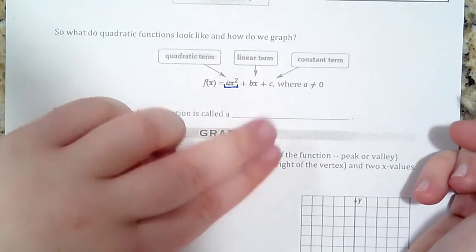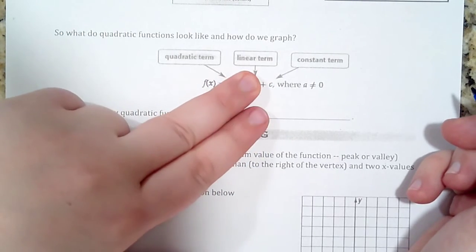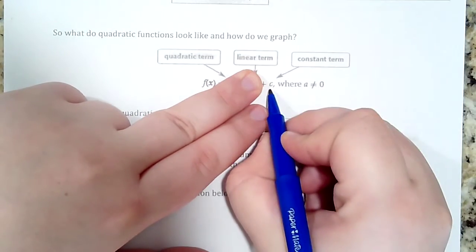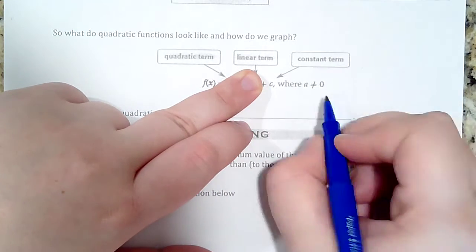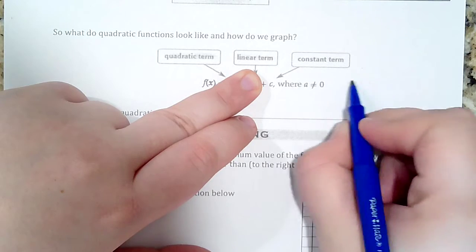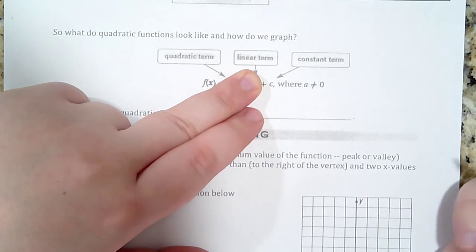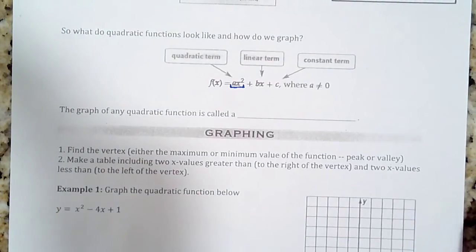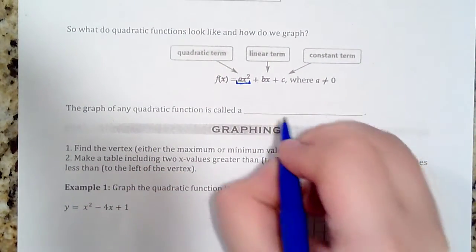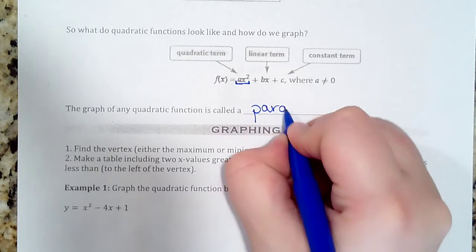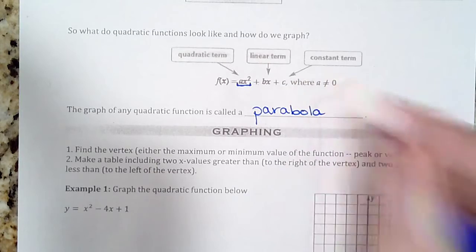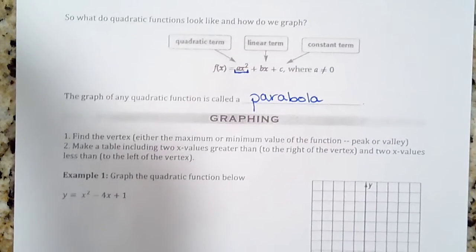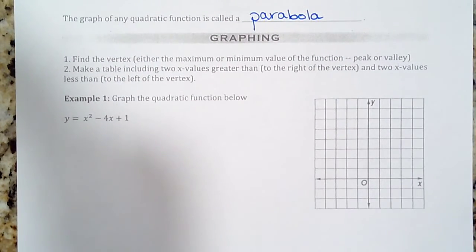Now, if I take away both the quadratic and the linear term here, all I have left is the constant term. And that constant term turns our line into a constant function, so something that is just a horizontal line. So there's your constant term. The graph of any quadratic function is called a parabola. And I'm going to be using this word more and more, so let's get used to using that when we talk about it.